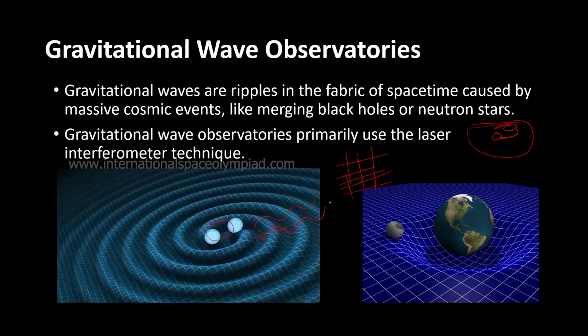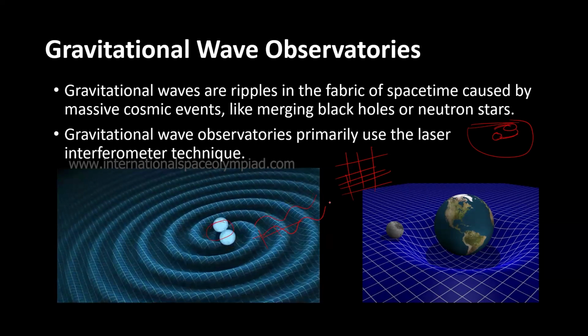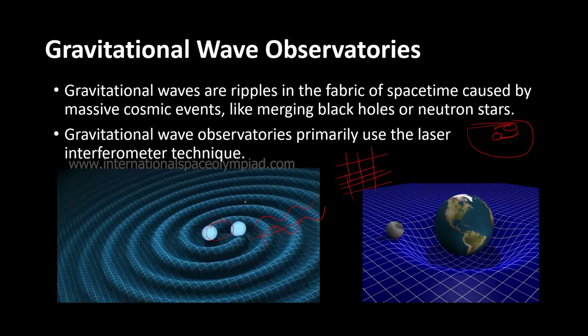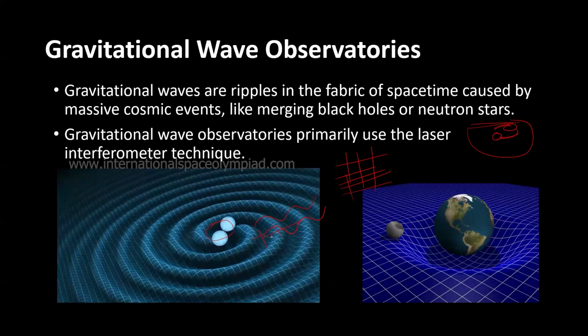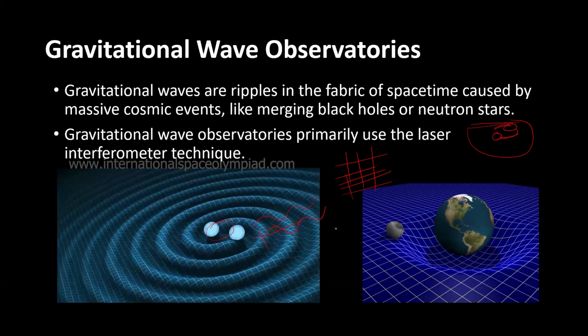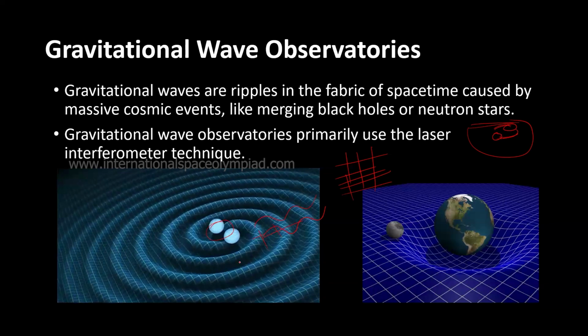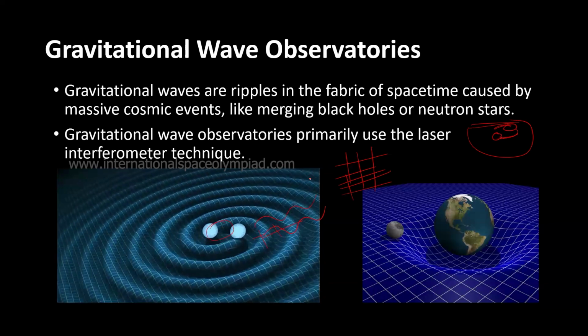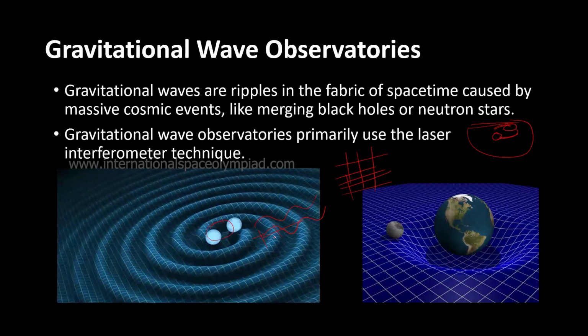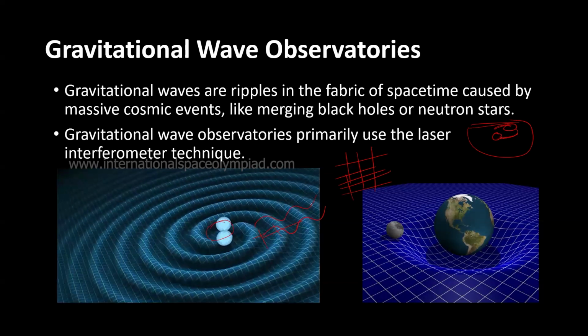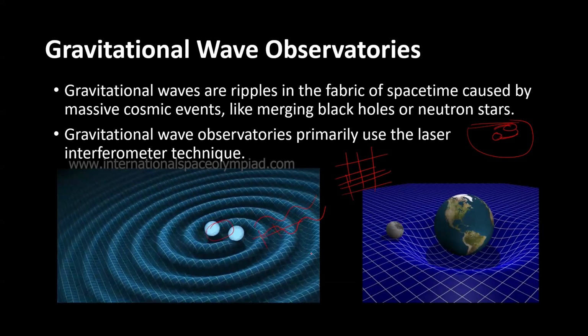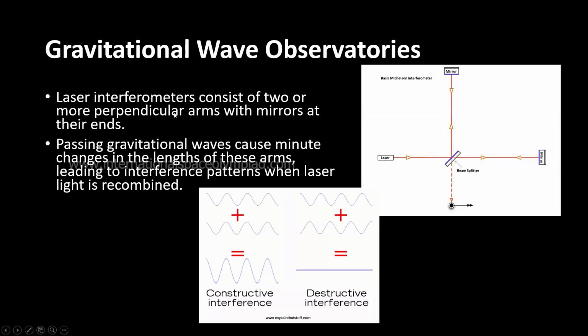So the waves made by any massive object that is moving or accelerating, the ripples in the fabric of cosmos, the ripples in the space-time, are called gravitational waves. These are not waves in gravity, sorry, these are the ripples in space-time. That is what we receive here, and we can detect them on Earth, and those observatories are called gravitational wave observatories.